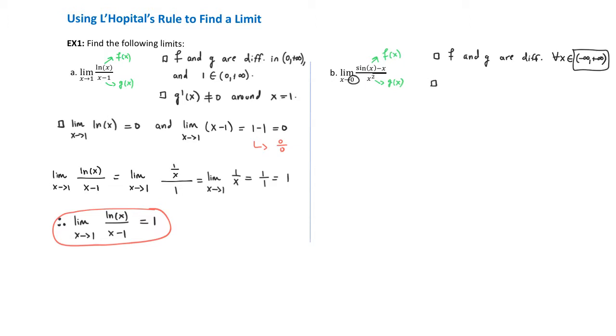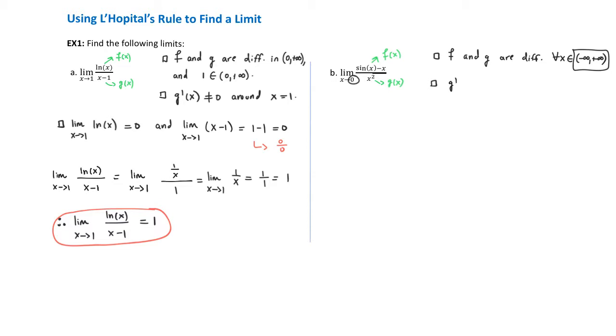Then we will note that the derivative of the denominator, which is 2x, is not equal to 0 around 0. So g prime of x, which is 2x, is equal to 0 only when x is equal to 0. But what we care about is for it to be non-zero around 0. So I'm going to make a note of that.